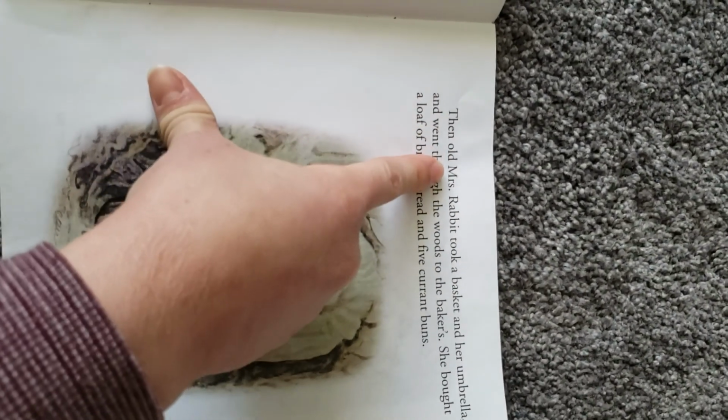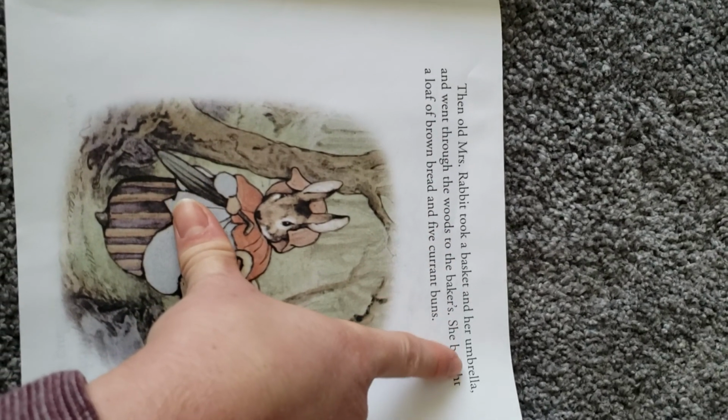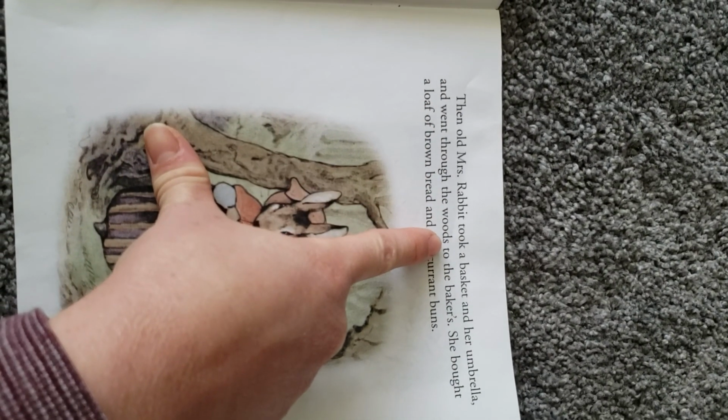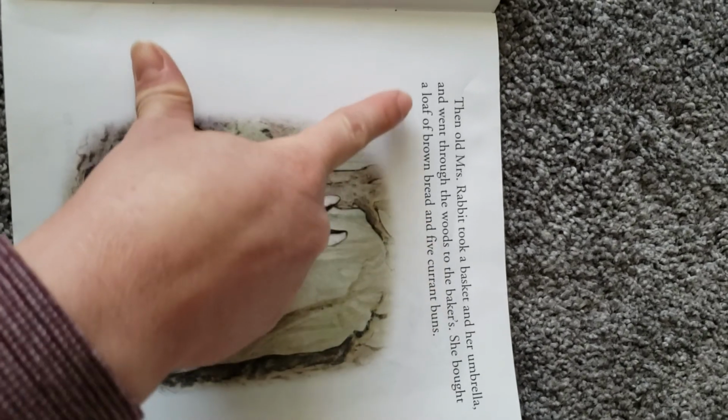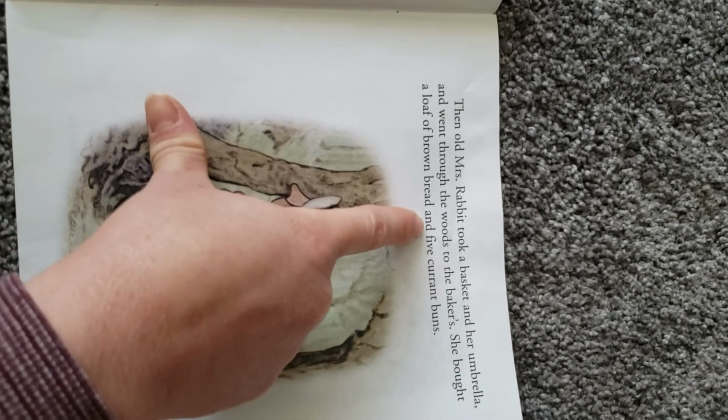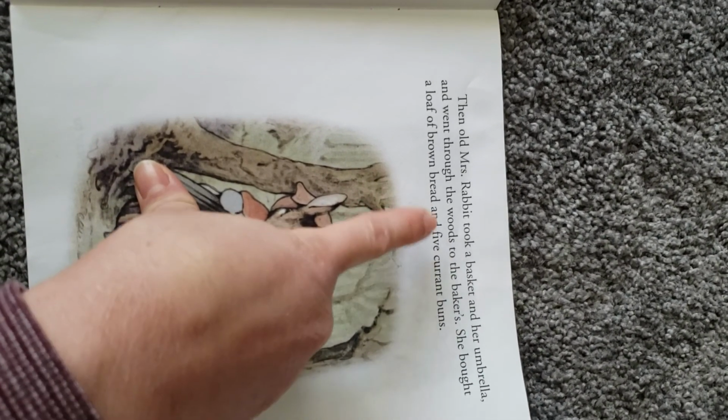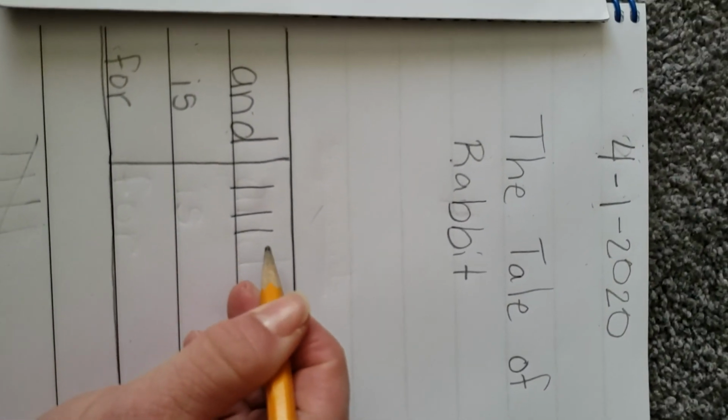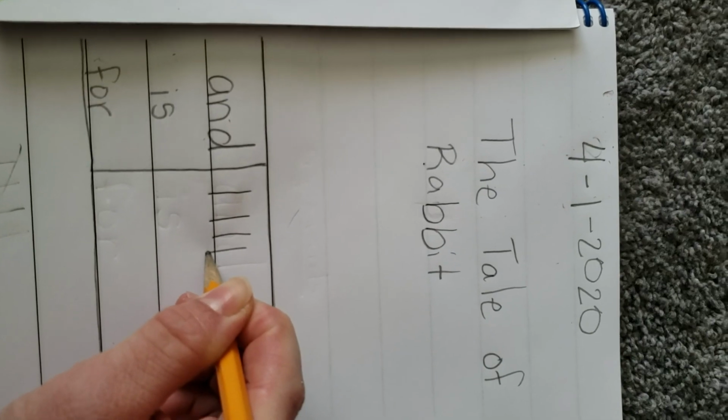Then old Mrs. Rabbit took a basket and her umbrella and went through the woods to the baker's. She bought a loaf of brown bread and 5 currant buns. There's the word and again. I'm going to put another tally. Haven't seen is and I haven't seen for yet.